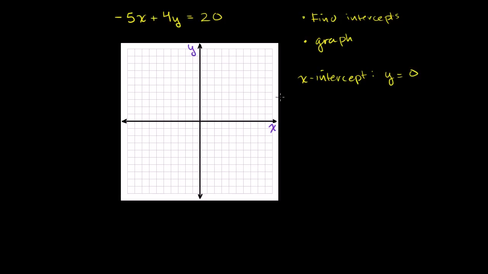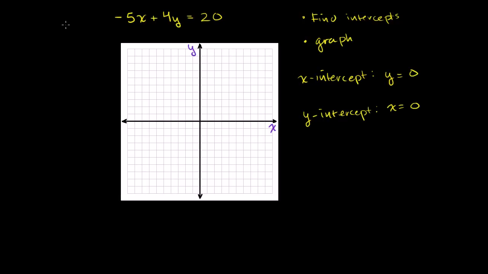And then by that same argument, what is the y-intercept? Well, if I'm somewhere along the y-axis, what's my x value? Well, I'm not to the right or the left, so my x value has to be 0. So the y-intercept occurs when x is equal to 0. So to figure out the intercepts, let's set y equal to 0 in this equation and solve for x. And then let's set x equal to 0 and then solve for y.